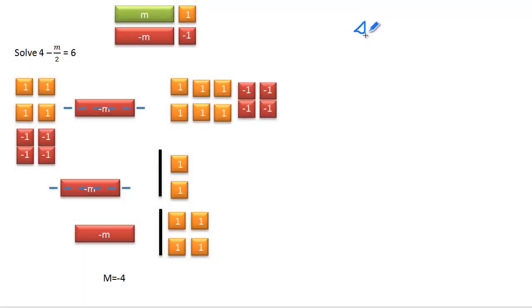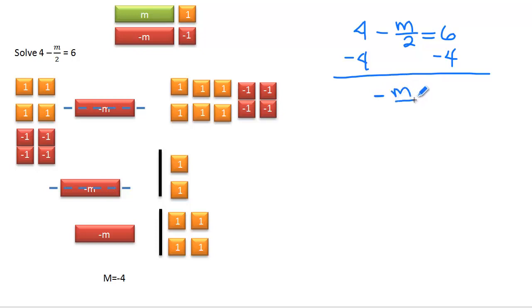So here's the algebraic method. 4 minus m over 2 equals 6 means isolate this negative m over 2 by doing the opposite of having a positive 4 here. The opposite of a positive 4 is a negative 4. Balance the equation by adding a negative 4 to the right side as well. And when we add up 4 and negative 4, 0 pairs go away. Negative m over 2, don't lose that negative sign, is now equal to a positive 2.